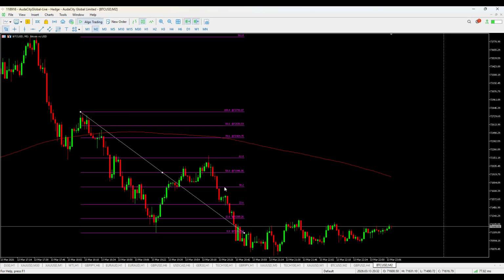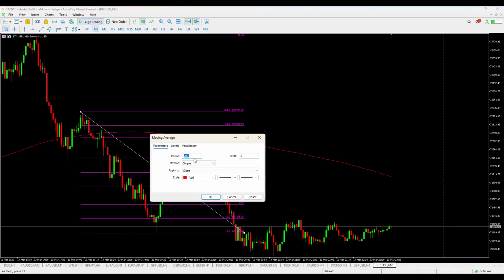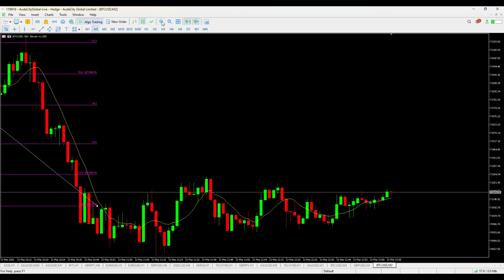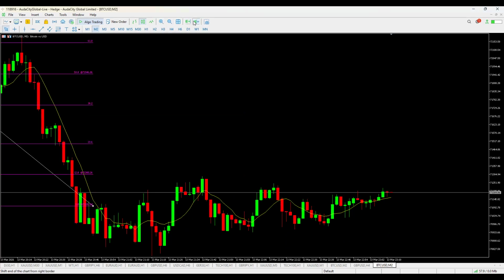One of the ways I used to trade it those days is I would have, okay, let's just change this. Let's change this to 8. Change the color. Okay, so that's one of the ways I would trade it in those days.